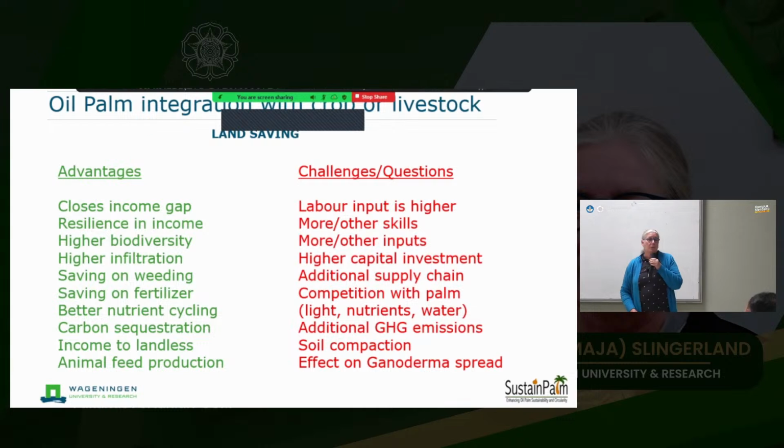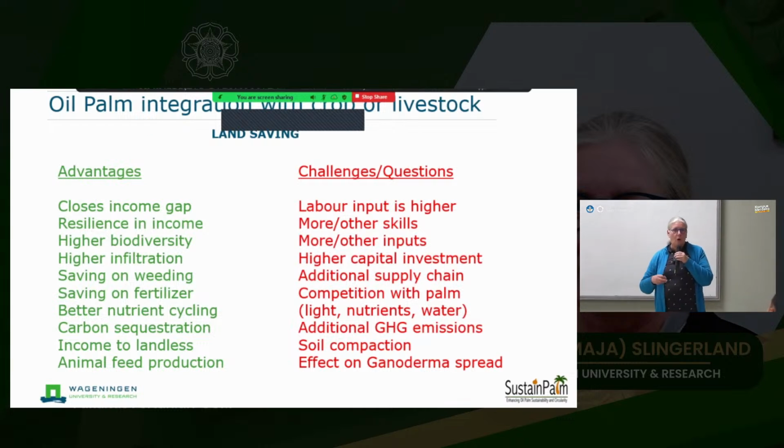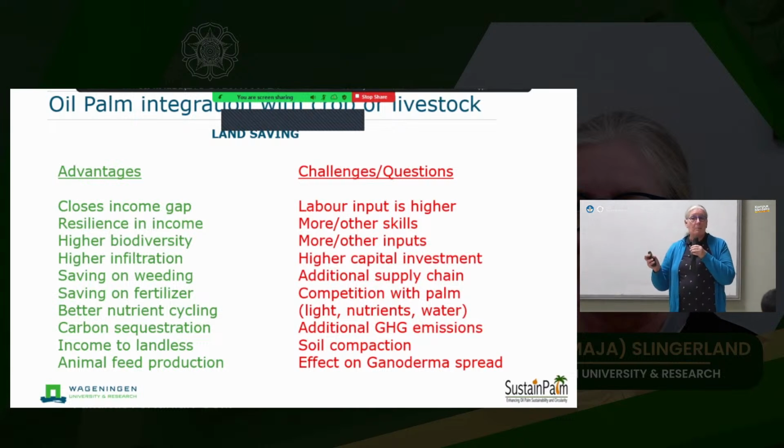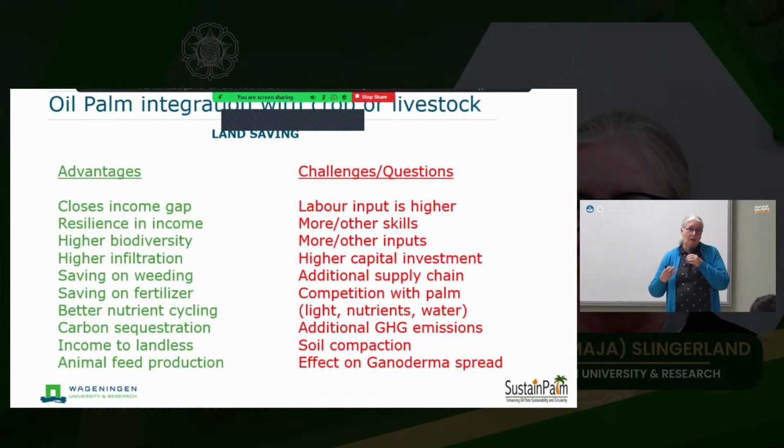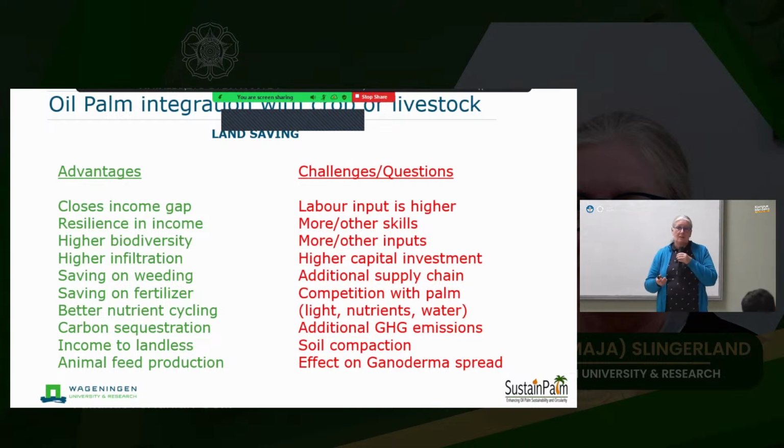Income to landless people. Why do I say that? I say that because often the owner of the plant or the owner of the cattle is not the same as the owner of the oil palm. So they invite farmers on their field, or the other way around, the farmer asks if they can go to their field and do their business. So then you have the oil palm grower that has the benefit of not having to put herbicides, and the crop grower can have land for free, or they have a small arrangement.